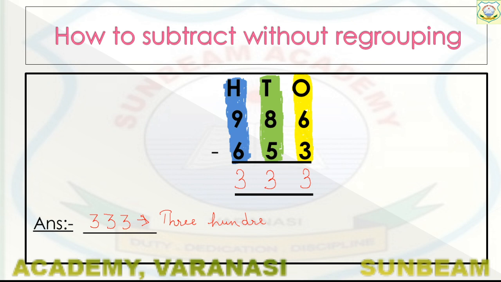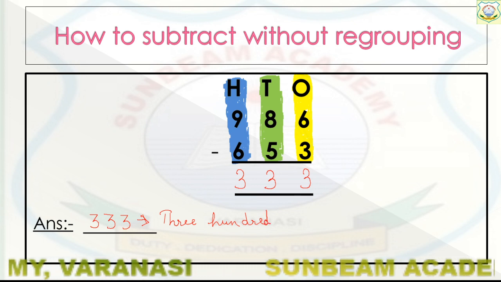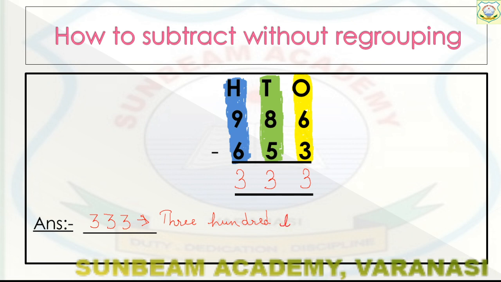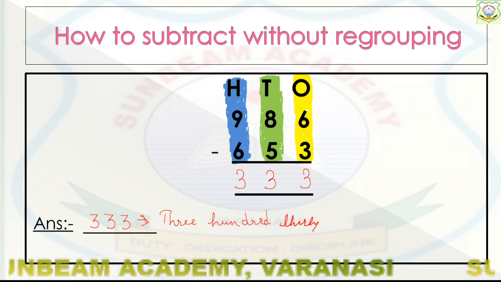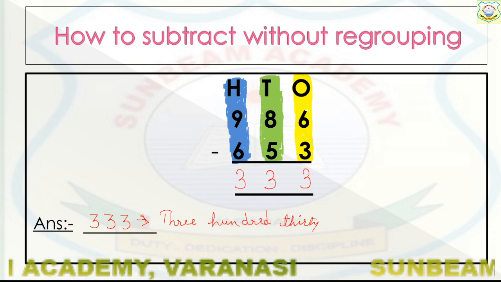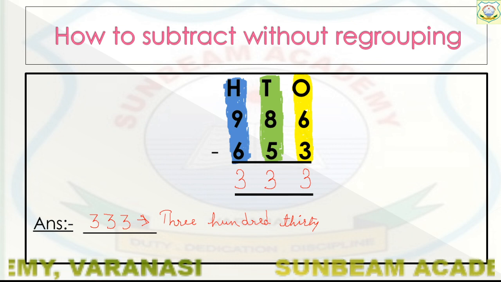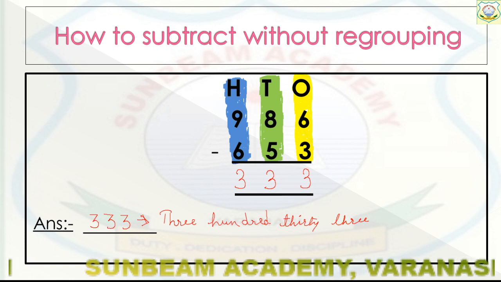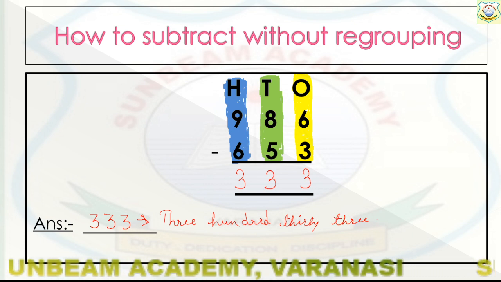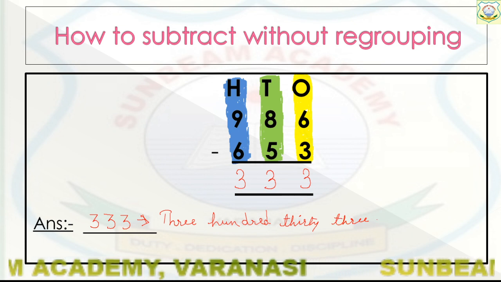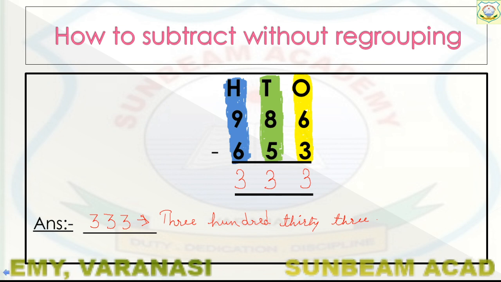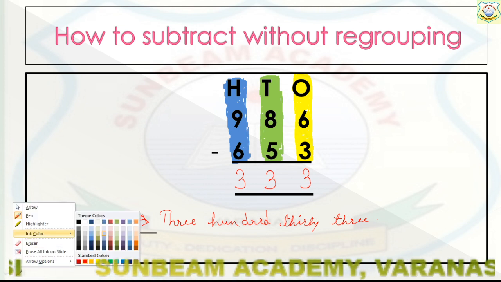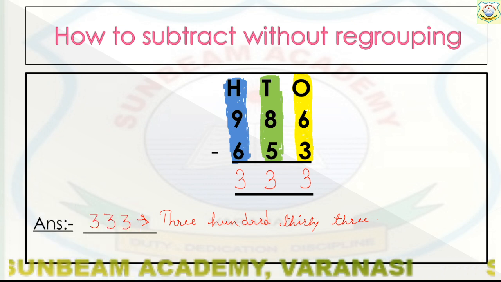So now 300, and at the tens place there is 3. So what will we write here? 30. And then at the ones place there is 3. So we will write 333. Got it? But now you have to understand clearly how to do this.